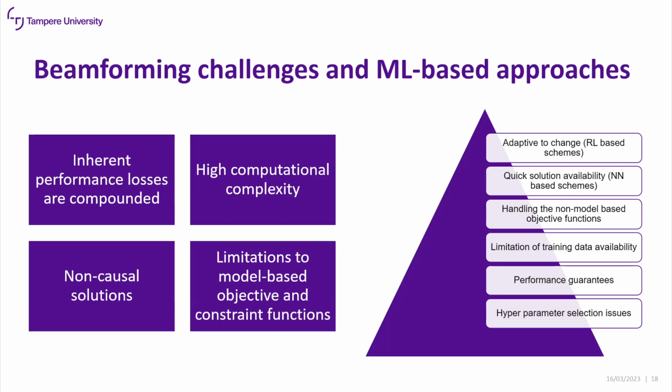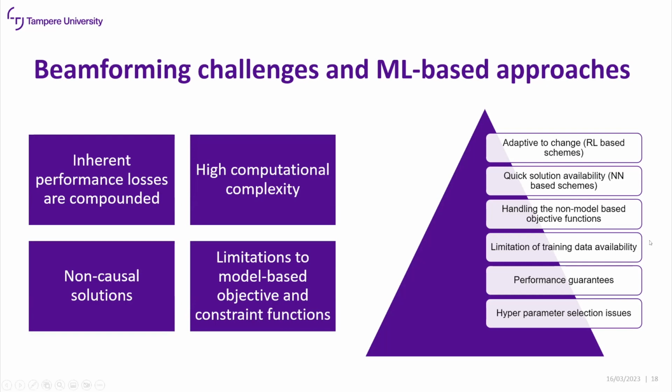So there is a need to adopt other methods such as machine learning based methods. And the main attraction is that they can have adaptive solutions for changing environments. And if we have a neural network, then we can actually obtain the solution pretty quickly based on a learned network. And the other important thing is that while conventional optimization techniques rely heavily on model-based approaches, these machine learning approaches can also use non-model based approaches as well.